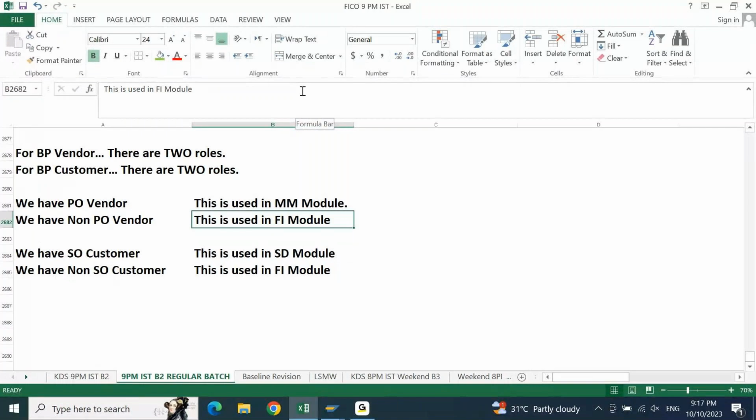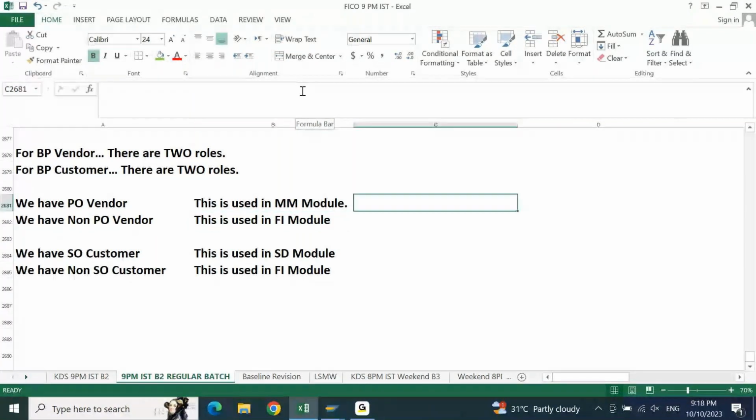Now, why do we have vendor in MM and why do we have vendor in FI? Similarly, why do we have customer in SD? Why do we have customer in FI? What is this customer in FI doing? What is this customer in SD doing? Similarly, what is vendor doing in MM and FI? We need to slowly start understanding.